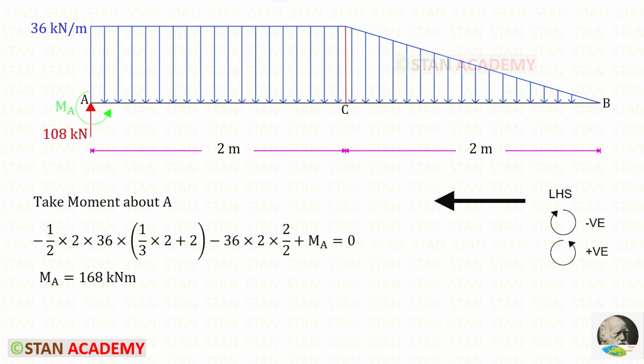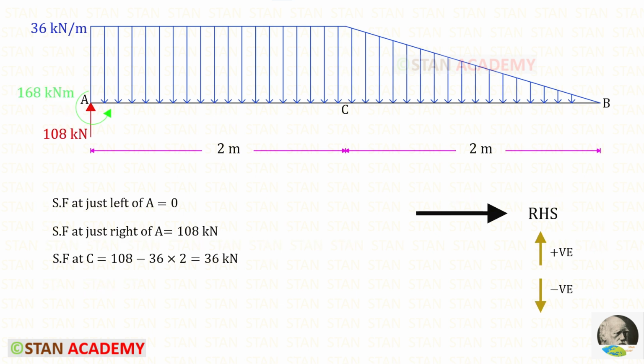Let us take the rectangle. We know that for the rectangle, the centroid lies in the center. So here it will be 2 upon 2. In this way also, for MA, we will get 168 kilonewton meter. To find the shear force values at A and at C, we can use right hand side rule. Shear force at just left of A will be 0. At just right of A will be the reaction RA, which is acting upwards, so it will be positive.